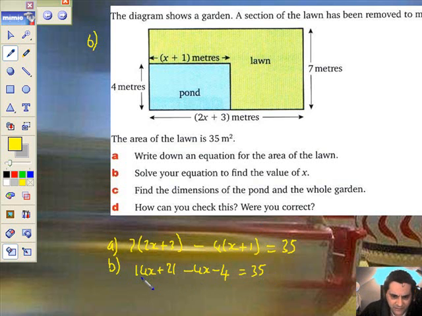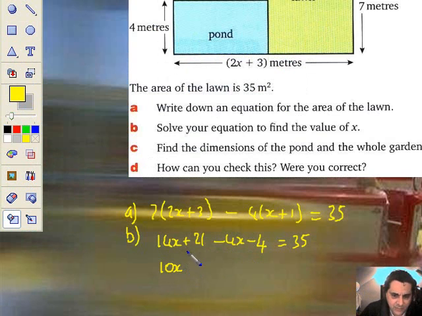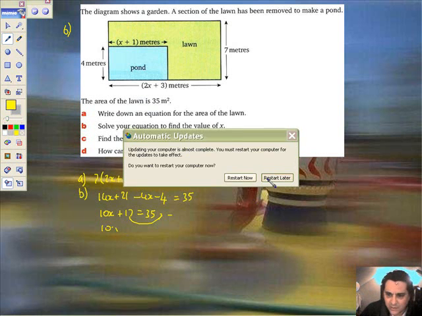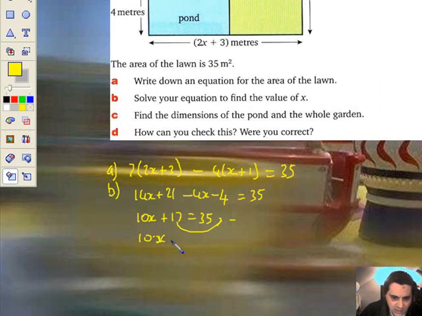Squishing it up a little bit, 14x take away 4x is going to give us 10x. 21 take away 4 is going to be plus 17, comes to 35, getting smaller and smaller. Again, bin the 17 next door, subtract it, so 10x equals 35 take away 17.